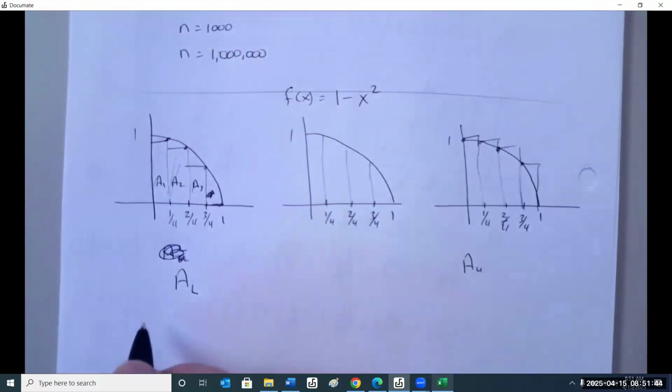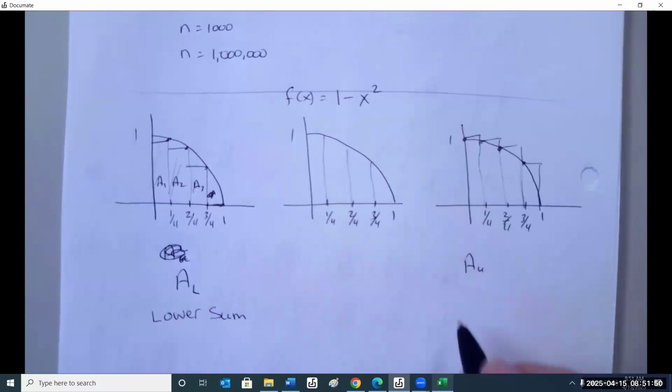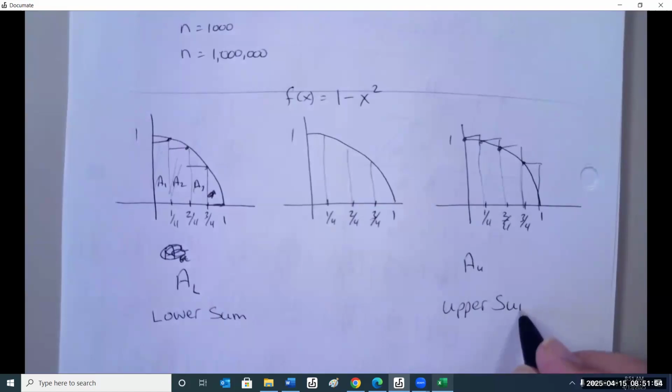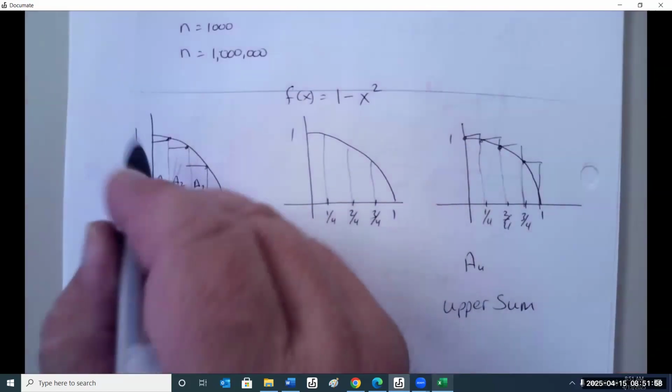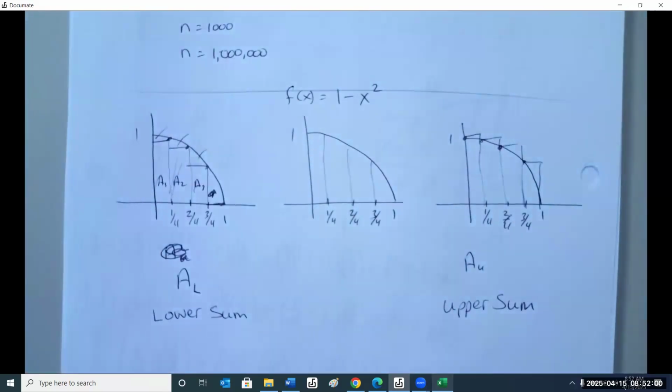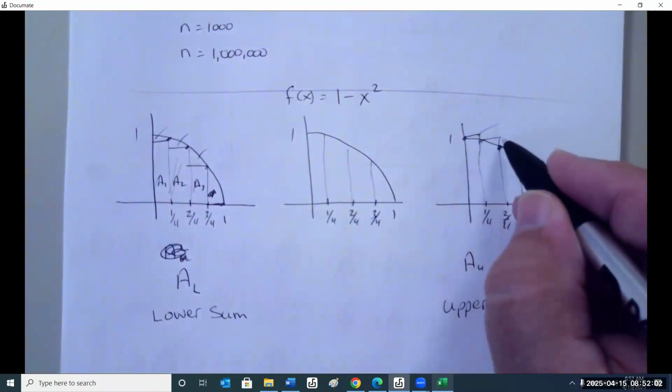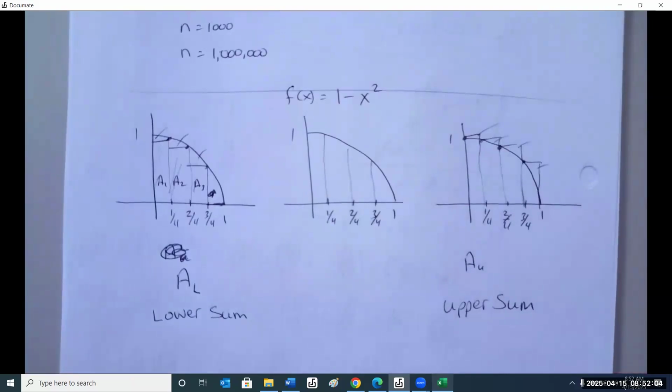So for the lower sum, we didn't have enough. We're missing that area. For the upper sum, we have too much. How can we get something in the middle of those two? Is there a better way?